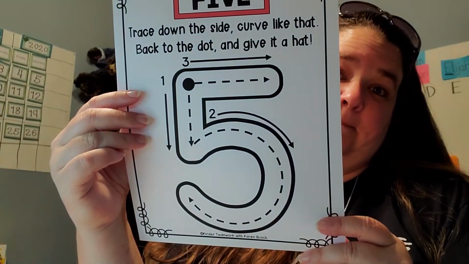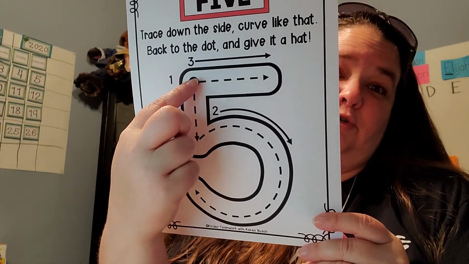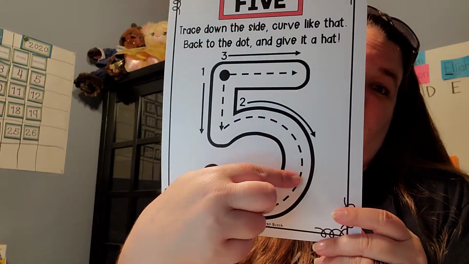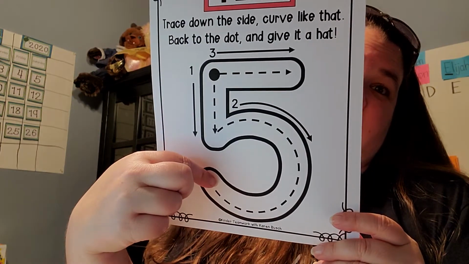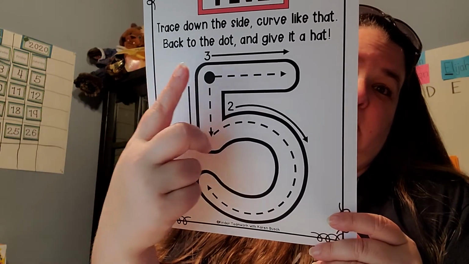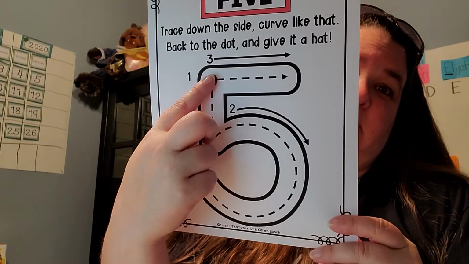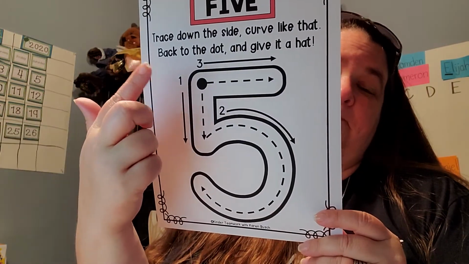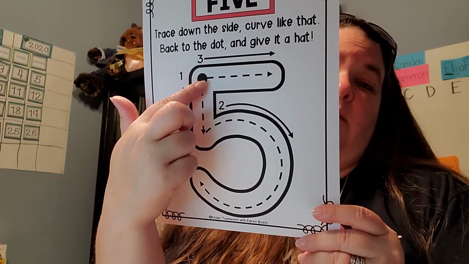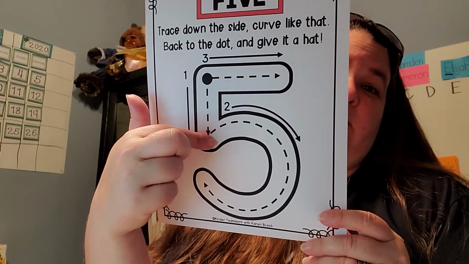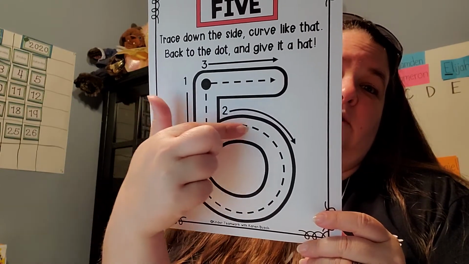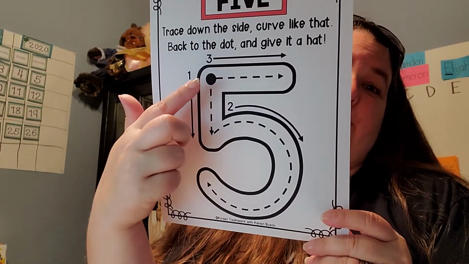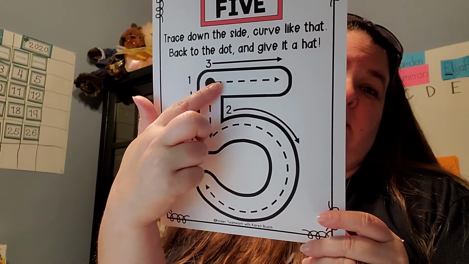Are you ready? Trace down the side. Curve like that. Back to the dot. And give it a hat. Trace down the side. Curve like that. Back to the dot. Now give it a hat.